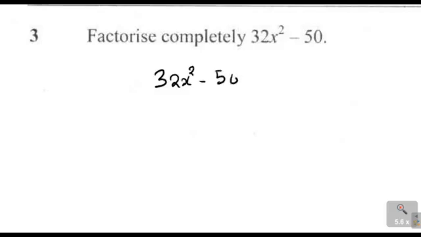minus 50. From here we need to factor out what is common. So in terms of the letters, we only have x. Here there is no letter. Then we have 32 and 50.